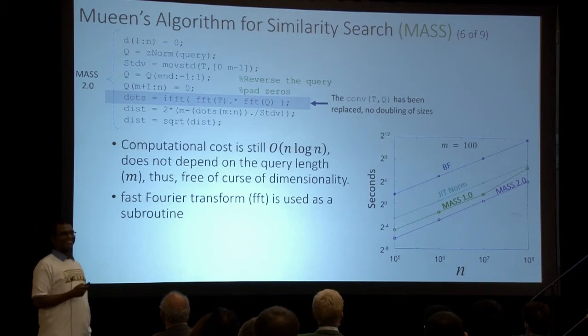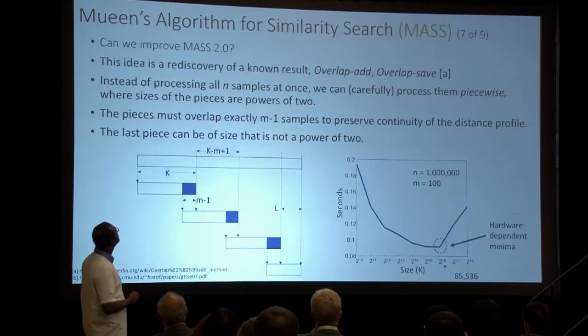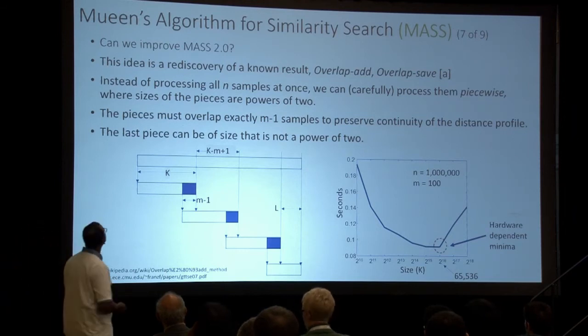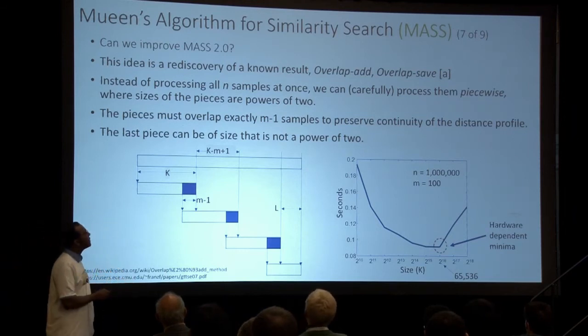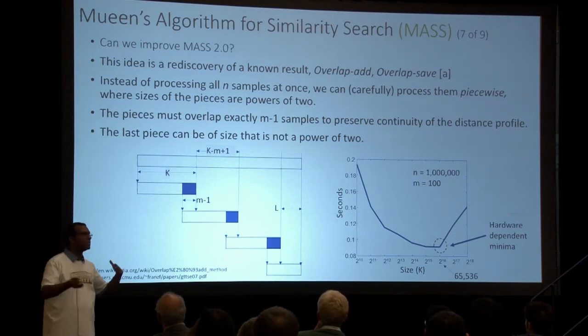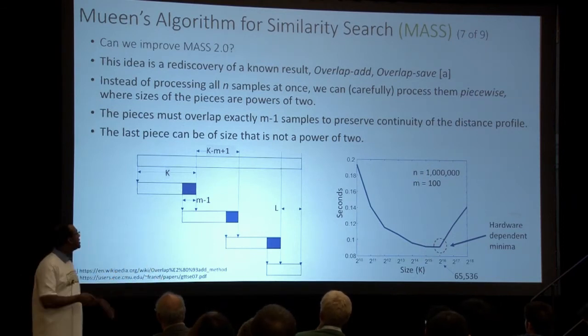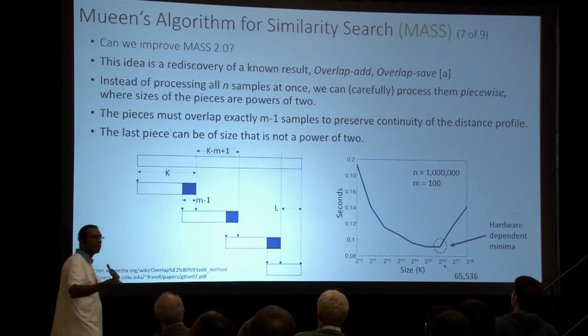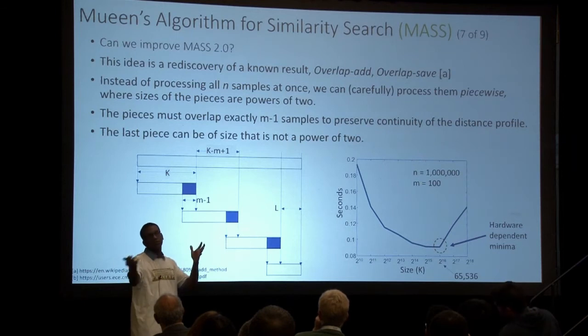Can we improve this? So can we improve MASS 2.0? And again, we are using another technique, which is called overlap add, overlap save. Basically, you divide the big time series, the n-sized time series, into pieces of powers of 2, because we all know that Fourier transform works better on powers of 2, right?